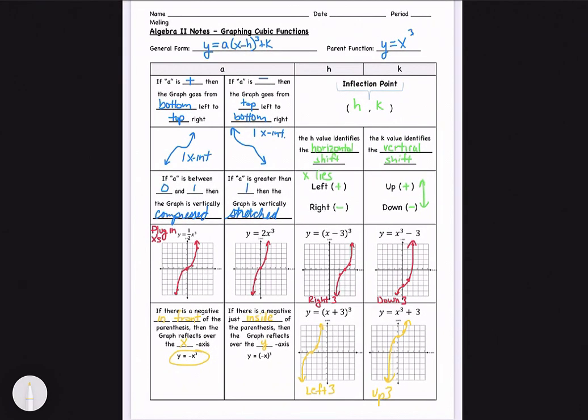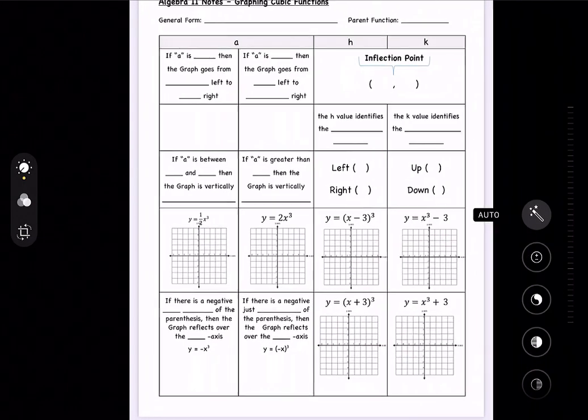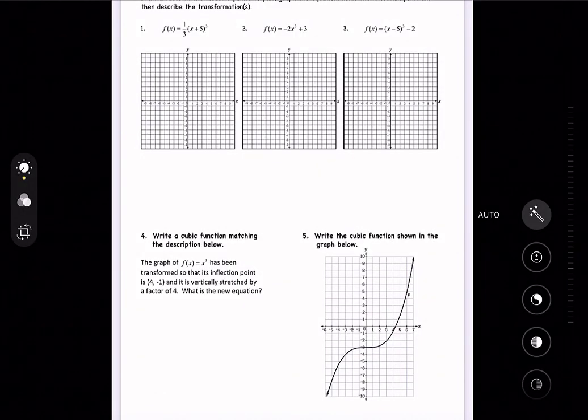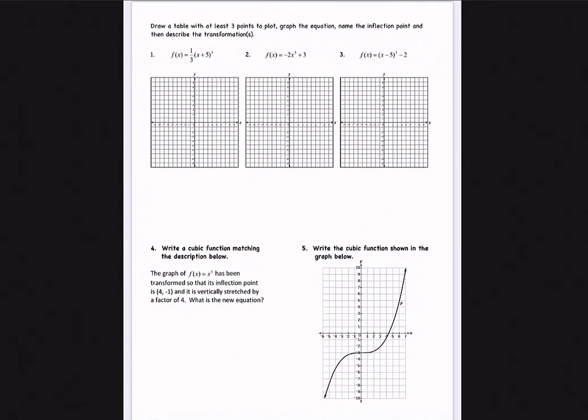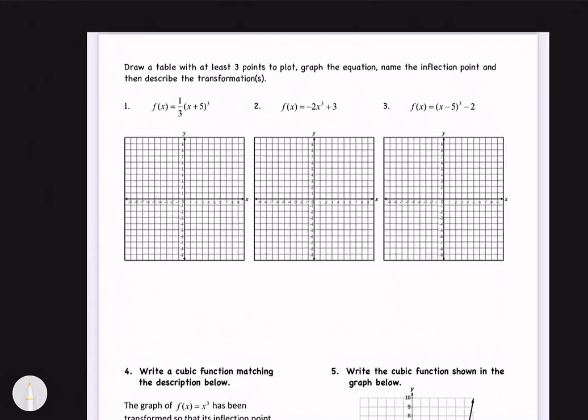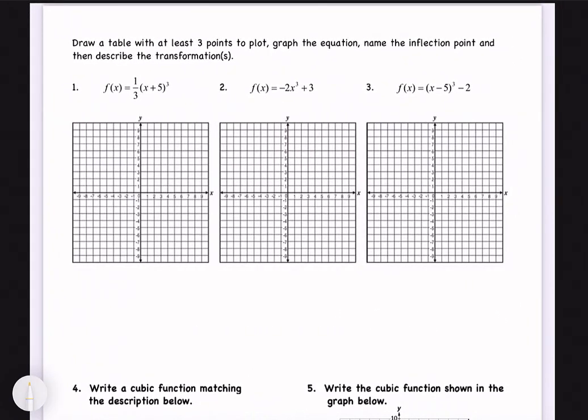So there's our front page. Take a quick look. And now let's flip it over. It says draw a table with at least 3 points to plot, graph the equation, name the inflection point, and then describe the transformations.